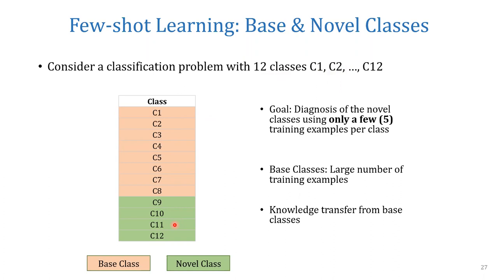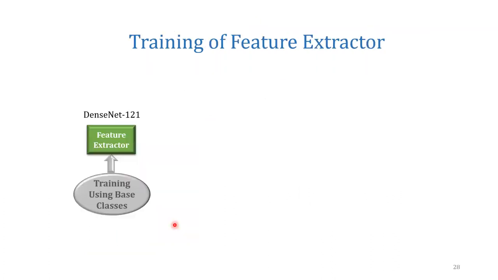Our goal is to use the base classes in a way so that we can gain some knowledge from the base classes and transfer that knowledge for the identification of the novel classes. How is that transfer performed? That transfer of knowledge is performed using the feature extractor. We train the feature extractor using the base classes.